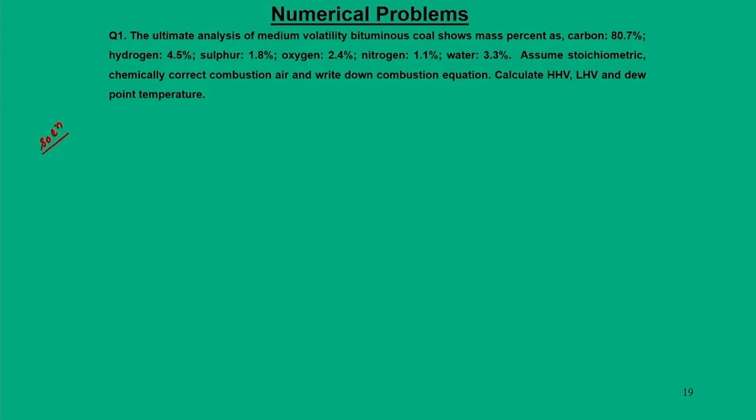So, based on our discussions, we will try to solve some numerical problems. The first problem is based on the ultimate analysis for the coal. We are using a bituminous type of coal, and this ultimate analysis gives different compositions: carbon 80.7%, hydrogen 4.5%, sulfur 1.8%, oxygen 2.4%, nitrogen 1.4% and water 3.3%. We are asked to write the combustion equations, and calculate HHV, LHV and dew point temperature.